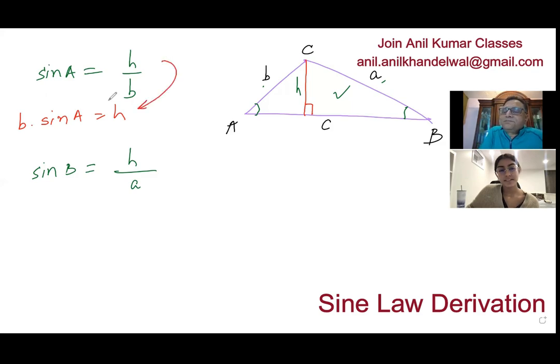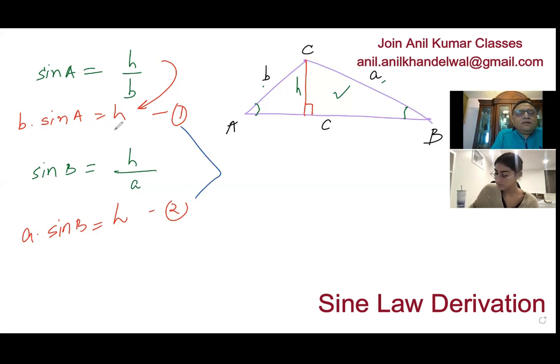Is that clear? That's the formula for the ambiguous case. Okay, we'll see that later. Here, we cross multiply, we get a times sine B is equal to what? h, correct? So we got two equations and both are giving me the value of h. Why not substitute? From these two equations, we get h is equal to b sine A and it is also equal to a sine B.